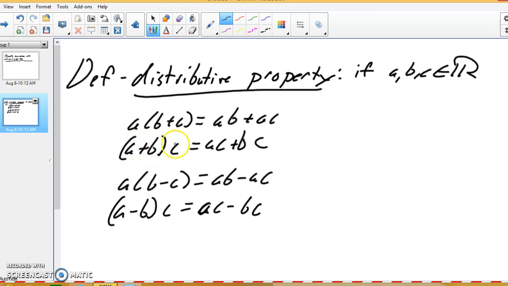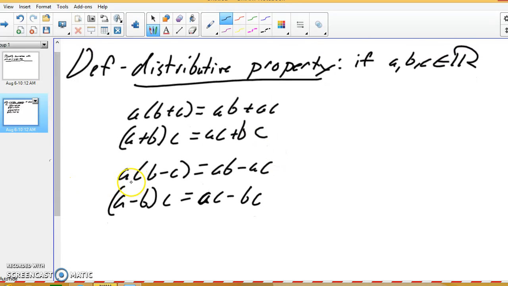A plus B multiplied by C is equal to AC plus BC. Similarly, A multiplied by B minus C is equal to AB minus AC. And A minus B multiplied by C is equal to AC minus BC. So again, this is kind of intuitive because it makes sense, but I'm just going to go through some examples and you'll see what I mean.